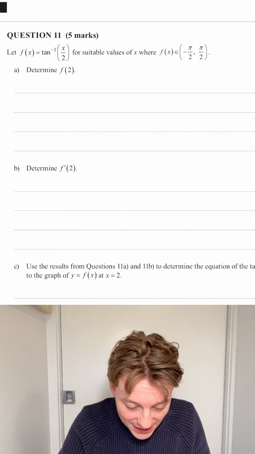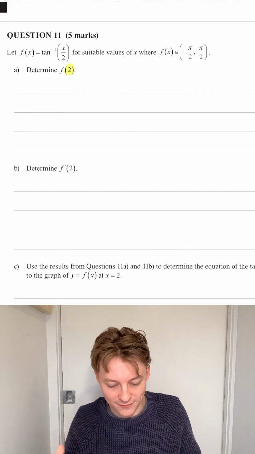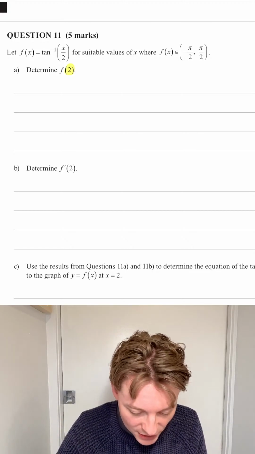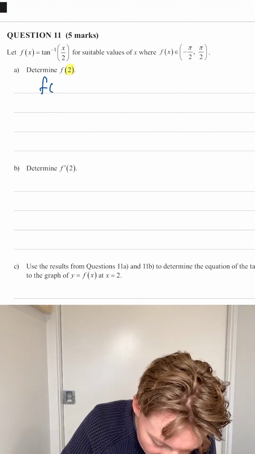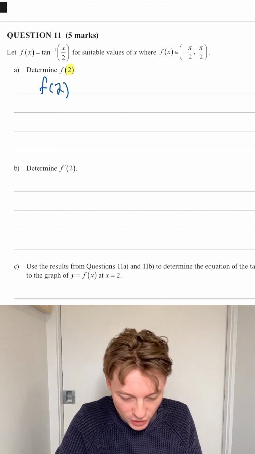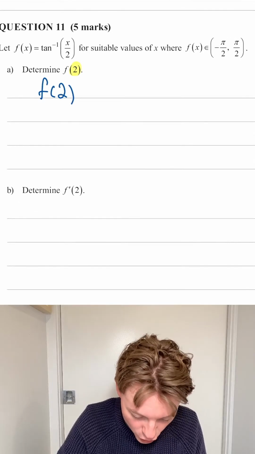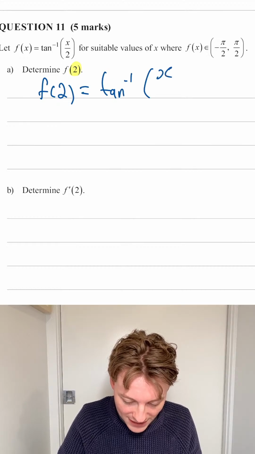If we do something like this, the first question is actually something that we could really solve with lower level maths. We've got function notation. We're substituting in the value of my function when x equals 2. If I put the value of 2 in, and I'm going to try to write the number 2 like a proper human. Let me zoom in a little bit. Okay, f of 2. That is equal to tan to the minus 1 of x over 2.